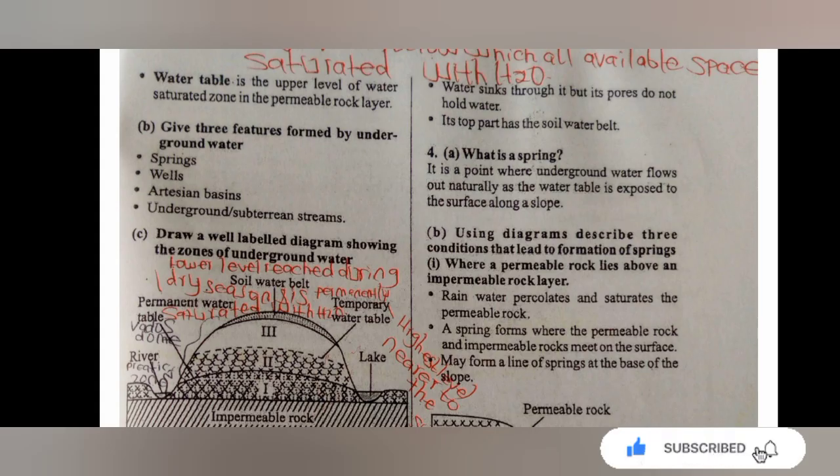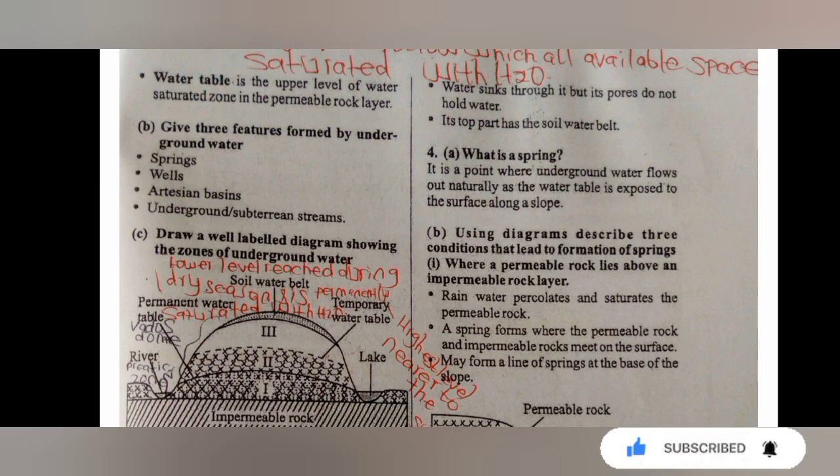So at this point, it's normally permanently saturated, and it's the uppermost part of the zone of permanent saturation, forming the boundary between the zone of permanent saturation and the zone of intermittent saturation. The other thing that I would also like us to define is an aquifer, and this is also a permeable rock underlain by impermeable rock, and which is permanently saturated with water.